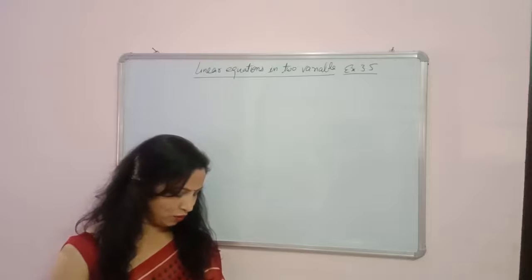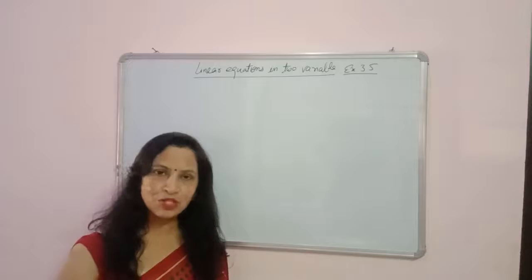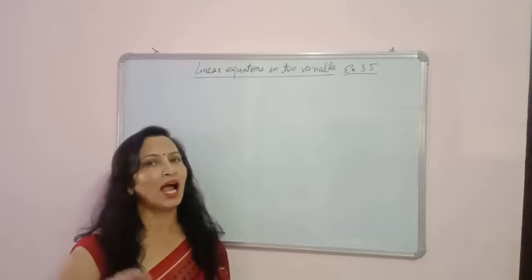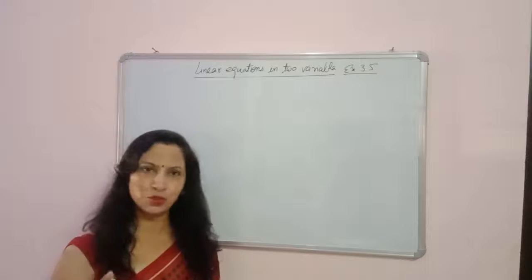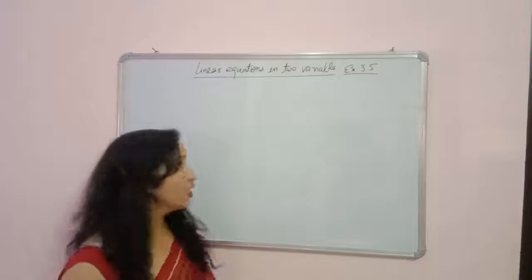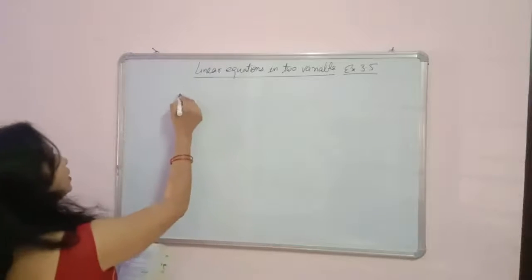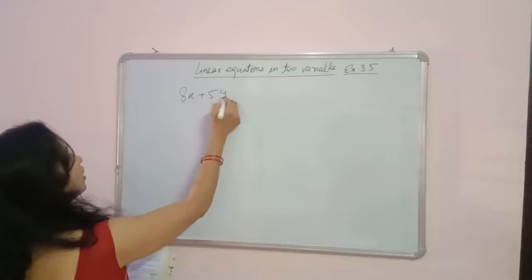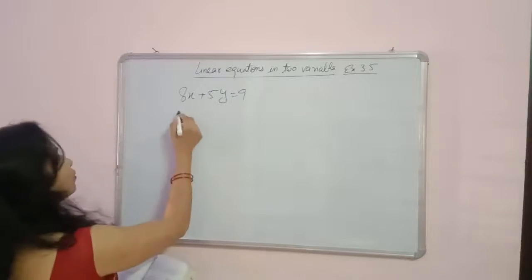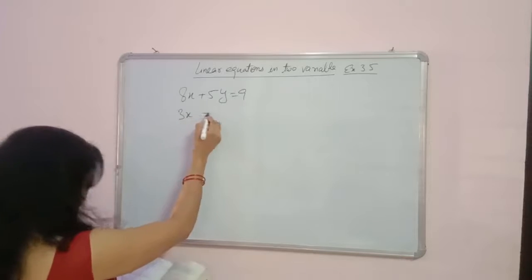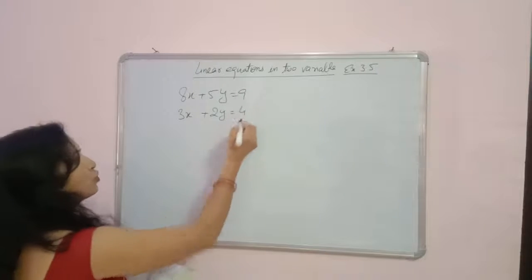The question is: solve the following linear pair by the substitution or the cross multiplication method. So you have to solve the equations by the two methods, that is the substitution and the cross multiplication. And you should know that if you do any question with any method, the answer will be the same. So the first equation is 8x plus 5y is equal to 9. This is equation 1. And 3x plus 2y is equal to 4. This is equation 2.